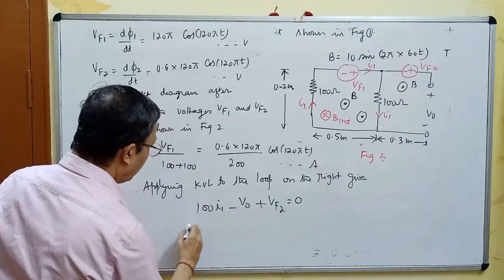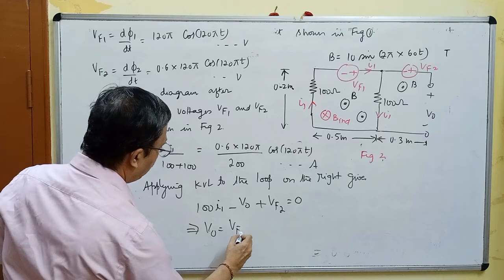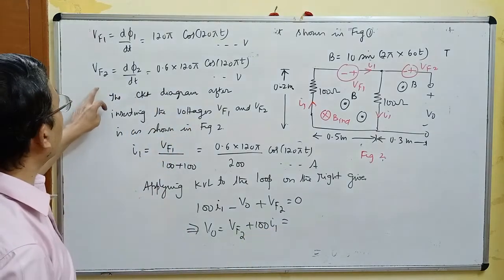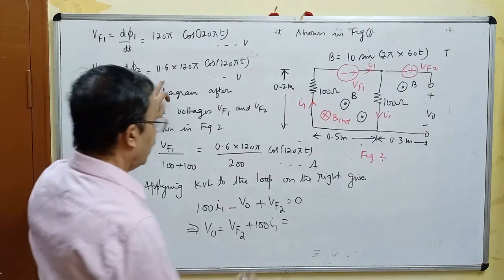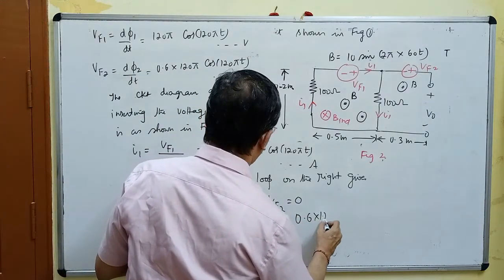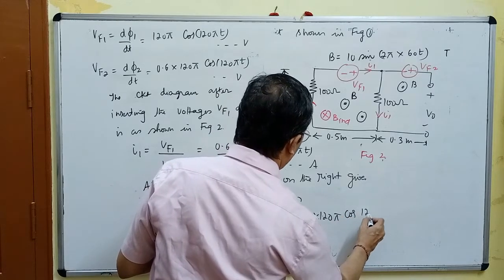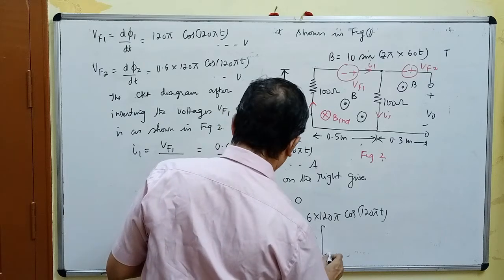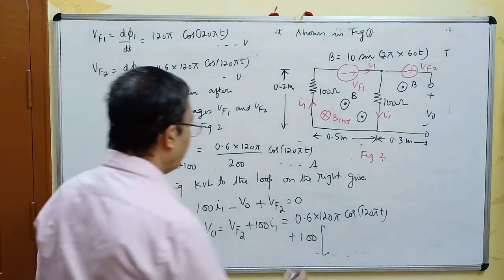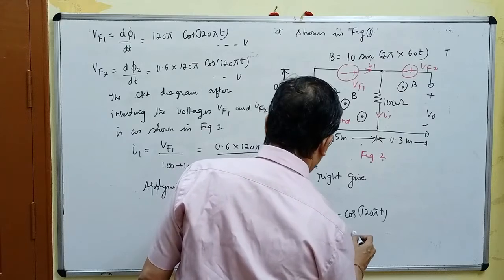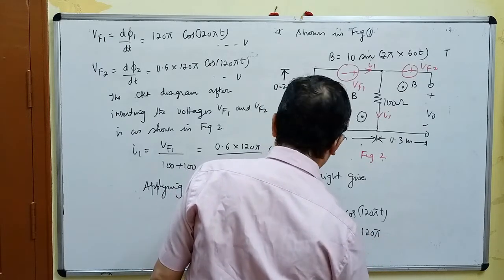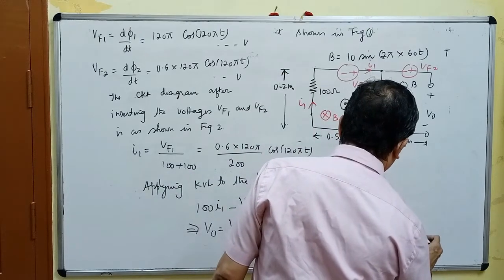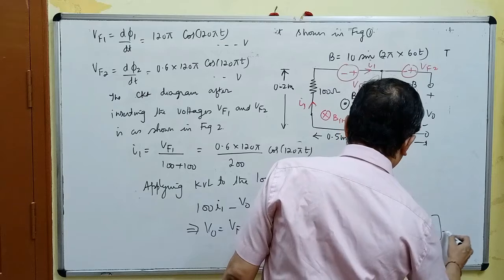This implies V0 is equal to Vf2 plus 100 I1. Substitute, what is Vf2? Vf2 is 0.6 into 120 pi cos of 120 pi t plus 100 I1. 100 into what is I1? I1 is 0.6 into 120 pi divided by 200 into cos 120 pi t, so many volts.